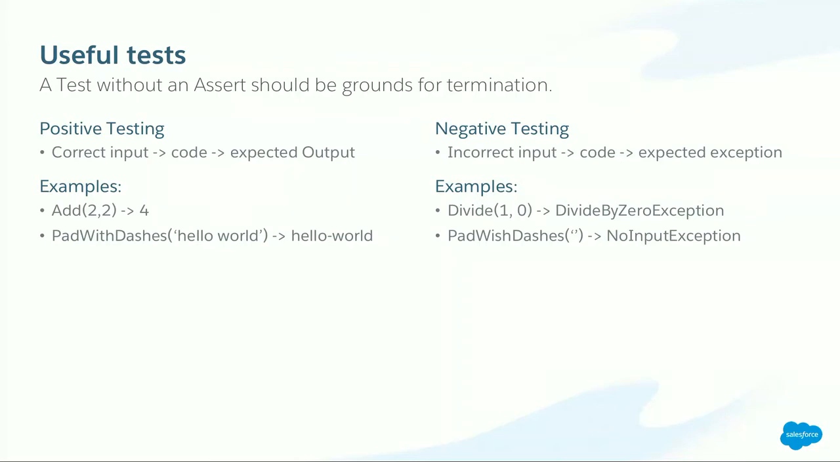A positive unit test example is you're going to give a unit of code good inputs, and you're going to expect a good output. Those are the easy ones. 2 + 2 = 4.